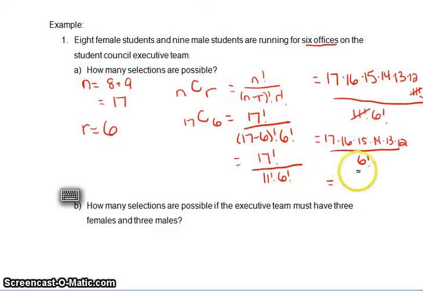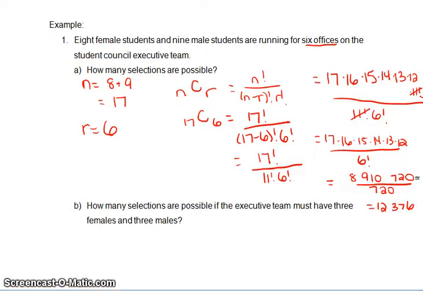What you should get for your numerator is 8,910,720. Divide that by 6 factorial, which is 720. Simplifying that fraction, we should get that there are 12,376 possible ways to select your office of 6. So these are combinations, so it didn't matter if we picked a girl first or a boy first. It didn't matter which order, as long as we had 6 people, that's all we wanted to know.